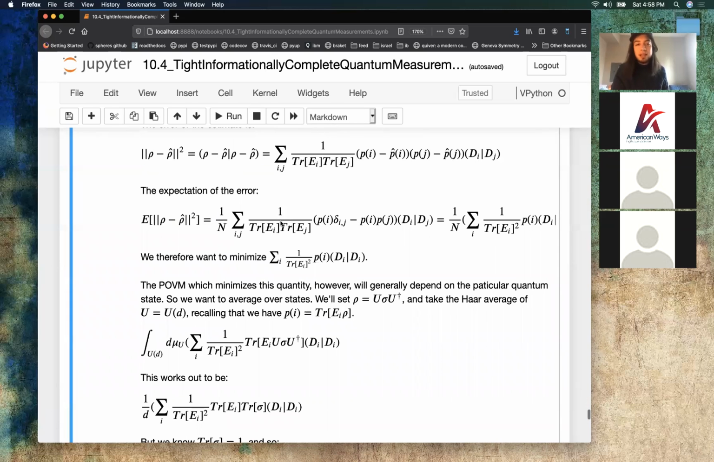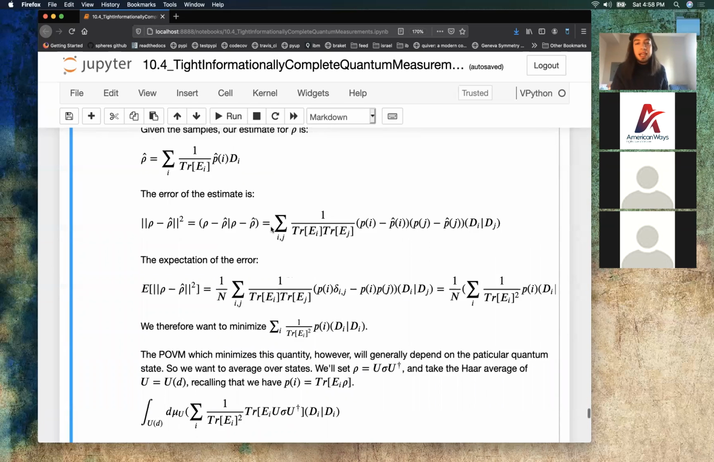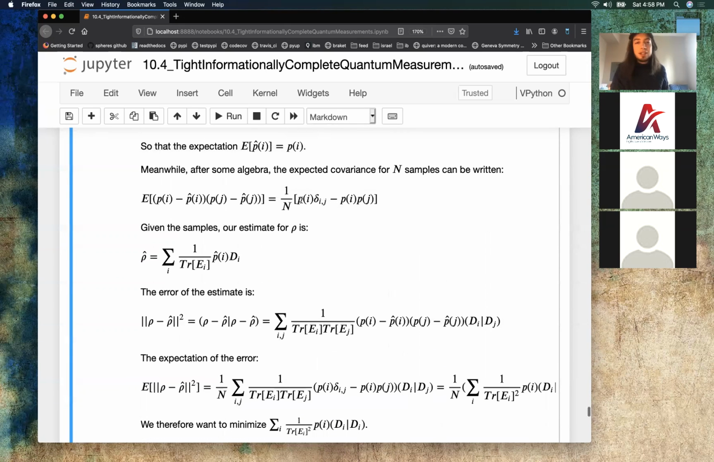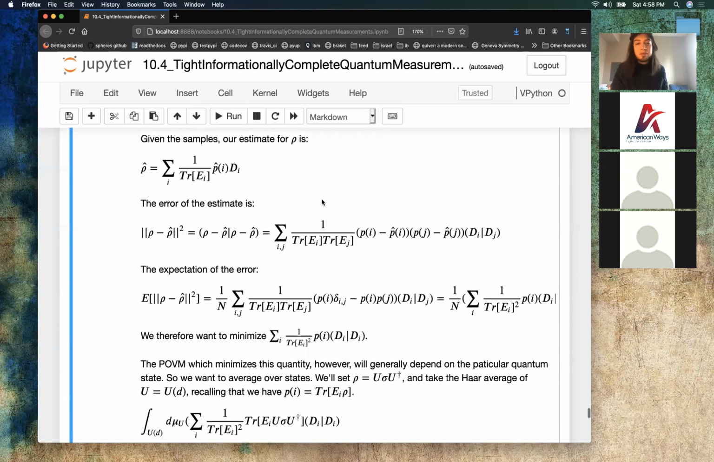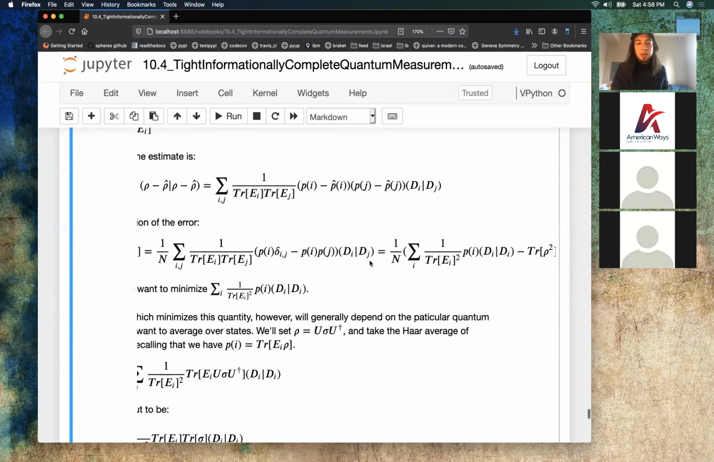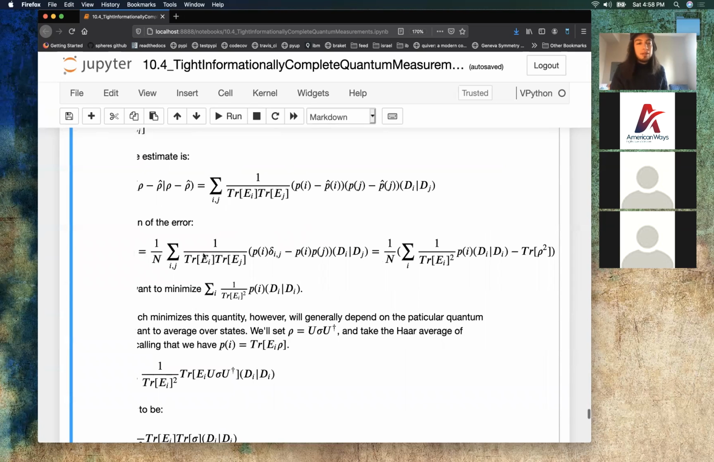It's sort of annoying keeping track of all the traces and stuff. We're dividing by the number of samples. Here, we just use this rewriting of the expected covariance. And then because this little Kronecker delta is in there, we can turn this double sum into a single sum. We get this.